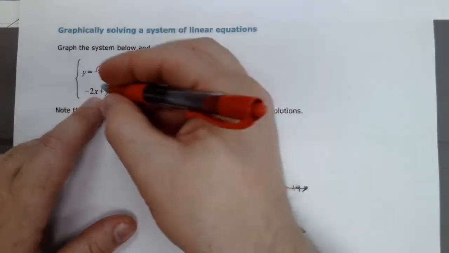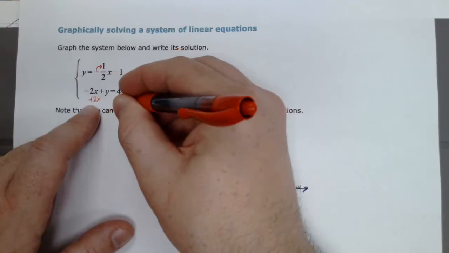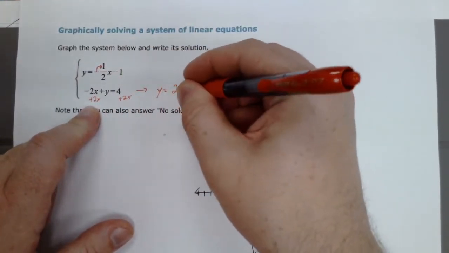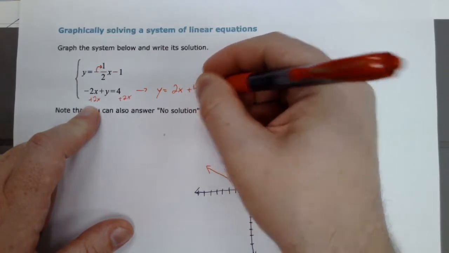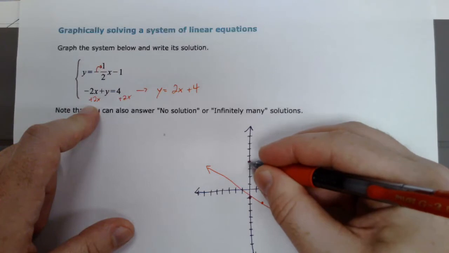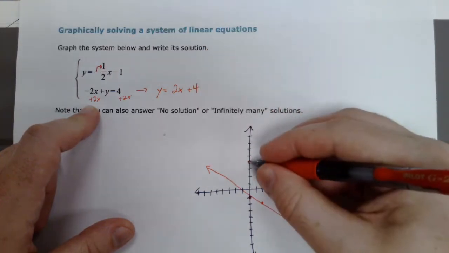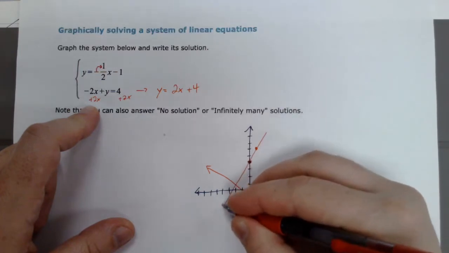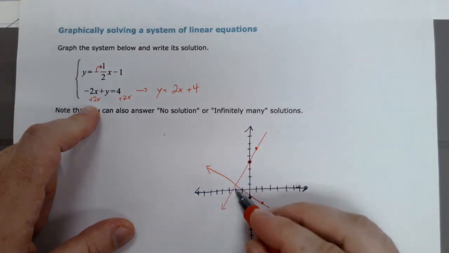So here, I do want to add this 2x to both sides so that I can get this in slope-intercept form, and it looks like this. Okay, just add that over. So here we're going to start at 4 and have a slope of +2, so we're going to go up 2, right 1, and then we'll have a line that goes like this. Okay, so this appears to cross at -2, 1.